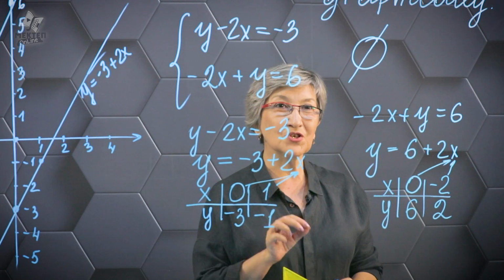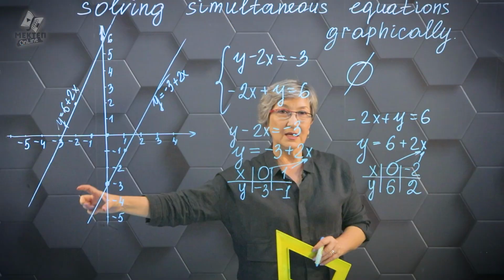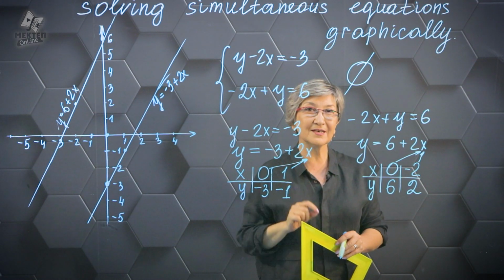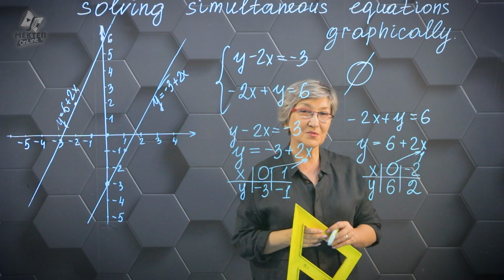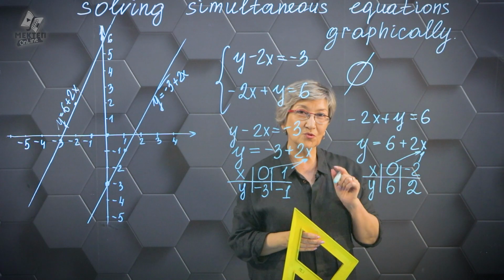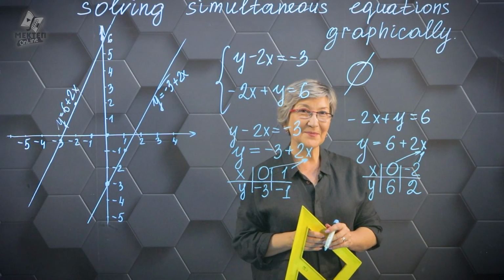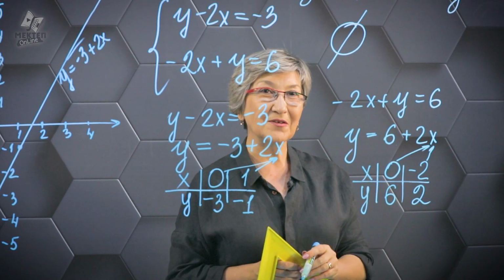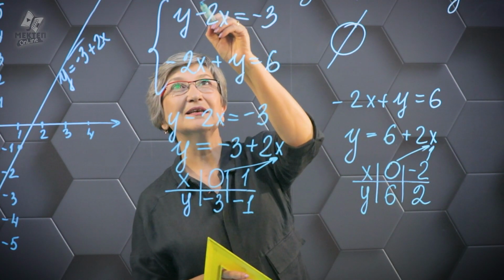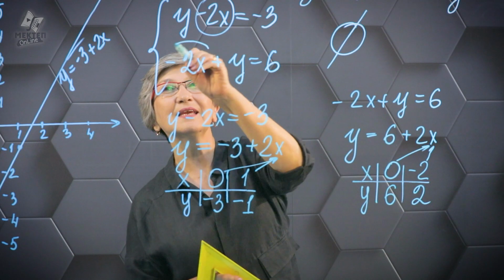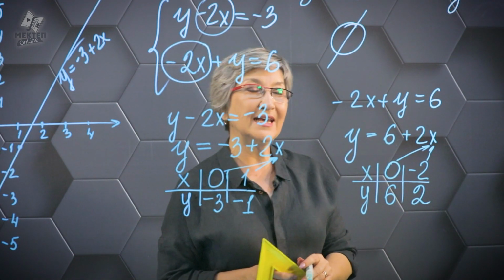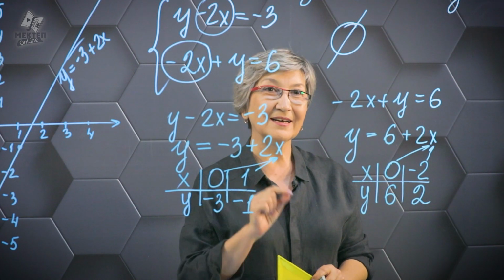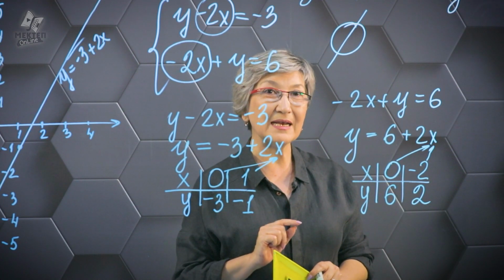Yet, you might wonder, what if I continue these lines? Maybe they will intersect somewhere. But in this case, I can tell you for sure that these lines are parallel. What should we focus on in the equations? The coefficients associated with the variable x. If these coefficients for the variable x are equal, then the graphs of these functions will be parallel.